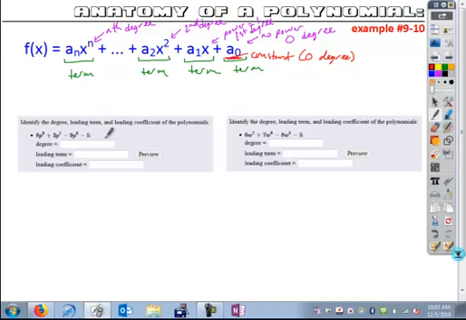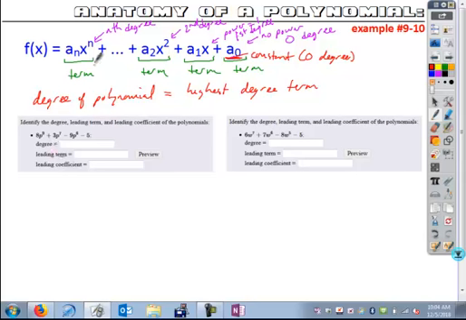Given an expression, you're going to be asked to identify the degree of the polynomial. Each individual term has a degree. The degree of the polynomial itself is equal to the highest degree term. Whatever the highest degree term is, that's the degree of your polynomial. So you're going to be asked these three things: given a polynomial expression, find the degree, the leading term.